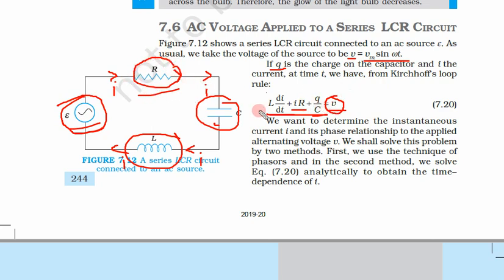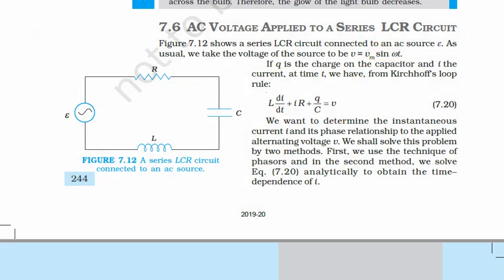So V is equal to this first, this second, this third. This is only a summation, so we can write it in any order: IR plus Q by C plus L dI by dt. In this form we have written it.